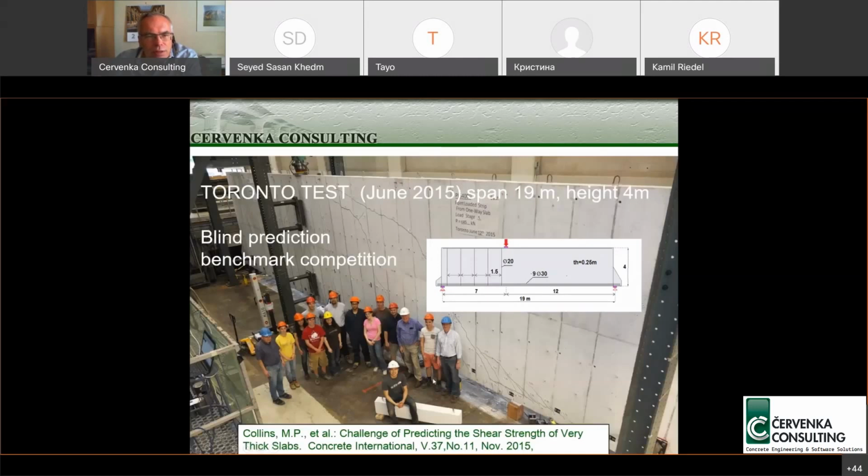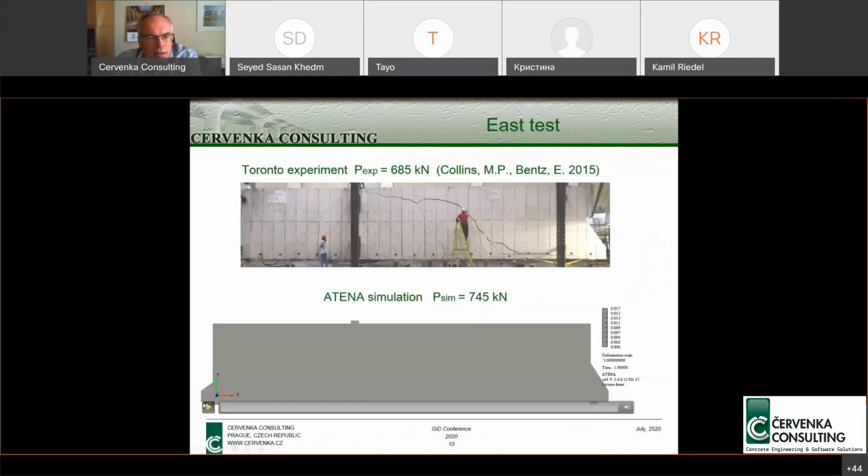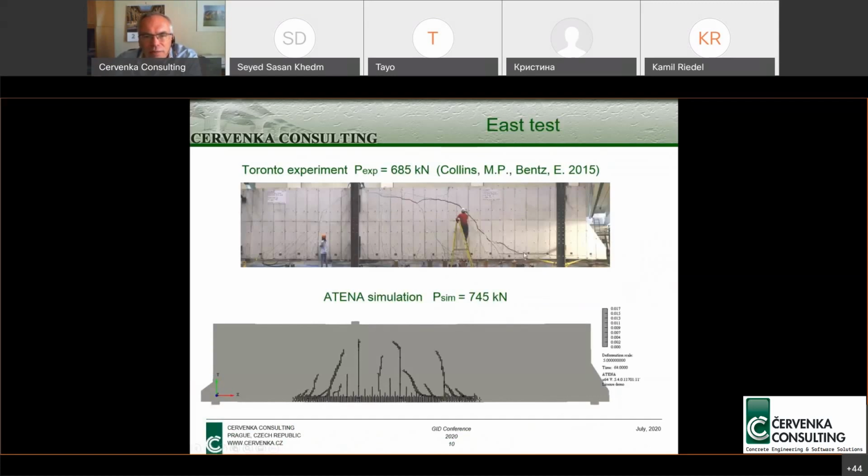This was this test by Toronto, a very large test, and ATENA obtained quite good predictions. So actually this test consisted of two tests. First they loaded the beam and it cracked and failed on the right side. Then they strengthened it, continued with the test to fail also the other side, which was with shear reinforcement. This right side was without any shear reinforcement, so that's why it failed, collapsed first. And we obtained very good predictions.